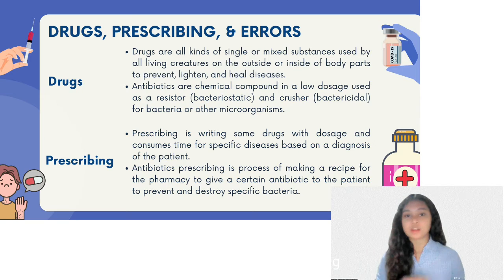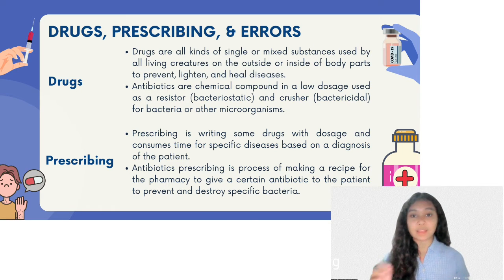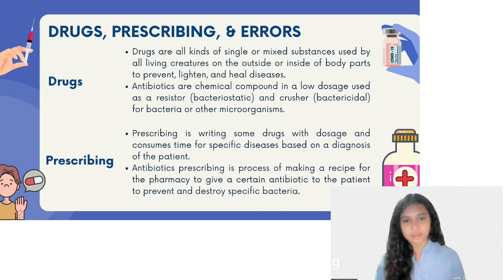As we know, there are so many kinds of drugs in the world, traditional ones and modern ones, in more various categories. One of them is antibiotic. So antibiotic is a chemical compound that is used as a resistor or bacteriostatic and as a crusher or bactericidal for specific bacteria or other microorganisms.